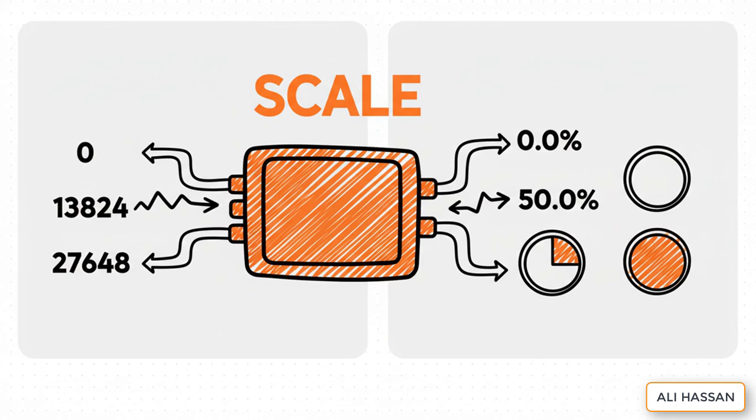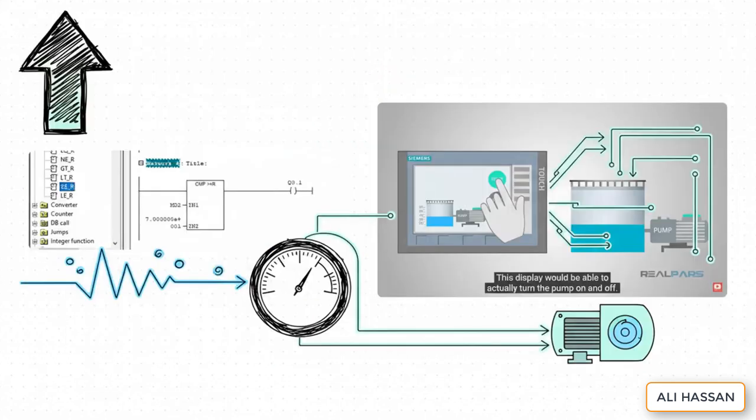If the scale function gets an input of 0, it spits out 0.0%. If it gets 13,824, which is exactly half of our maximum, it outputs a perfect 50.0%. And if it sees our magic number, 27,648, you guessed it, it outputs a clean 100.0%. The translation is complete. And this scaled human-friendly number is what actually drives the graphics you see on the HMI screen. A value of 100.0 tells that tank graphic to show itself as 100% full. And then the PLC can use that same value in its own logic, like saying, hey, if the level is greater than this set point, go ahead and turn on that pump.